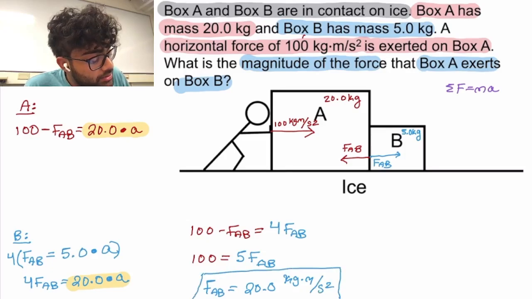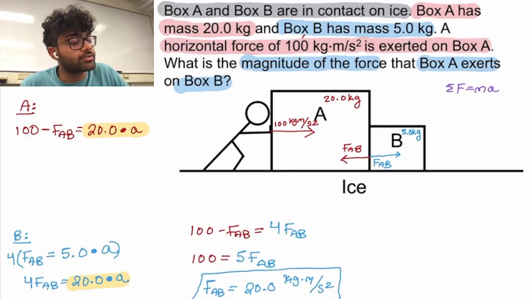So the magnitude of the force that box A exerts on box B is 20 kilograms times meters per second squared. This is pretty surprising since the original force on box A is 100 kilograms times meters per second squared, but it's important to keep in mind that the force on box B must be less to match the same acceleration because its mass is less. So the final answer is 20 kilograms times meters per second squared.